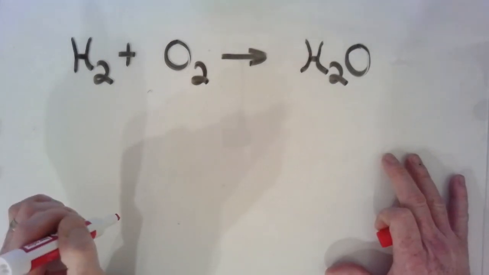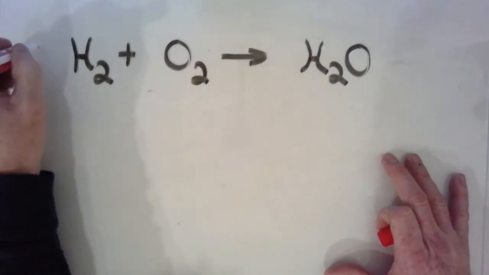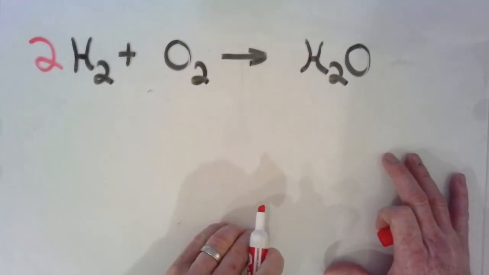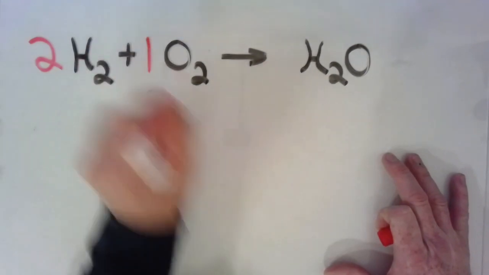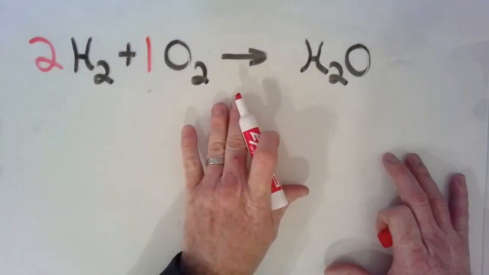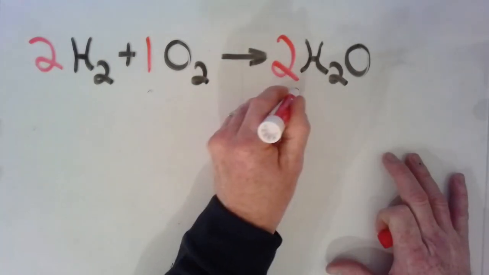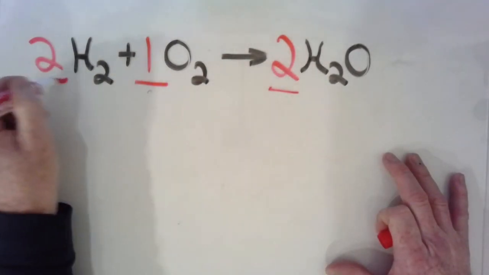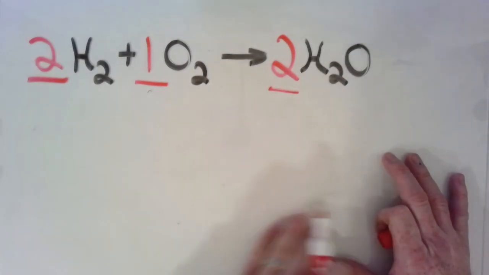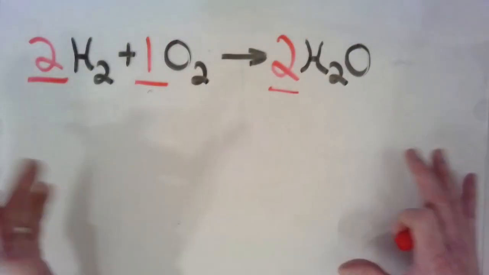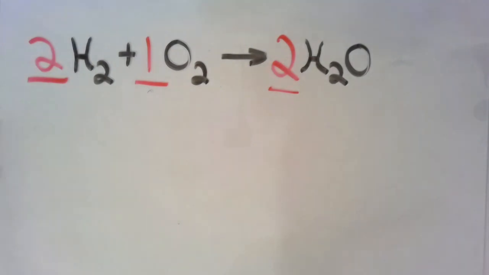So we would look at this and say that there are 2 parts hydrogen gas plus 1 part oxygen gas would yield 2 parts water. These are our coefficients that we worked on this past week, along with our chemical equation, the parts of which we learned last week.